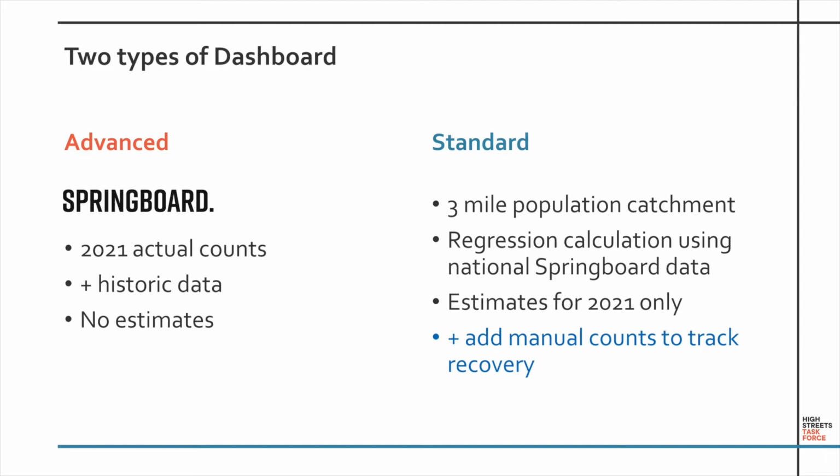Standard dashboards use estimated footfall data. By taking the population within 3 miles of your location, the dashboard has estimated your footfall levels, comparing this to national Springboard data and using a calculation to produce a guide for you, a benchmark in essence, something that you can use as a starting point. However, if you want a much more accurate insight into footfall patterns and volumes in your high street, we recommend that you conduct your own manual footfall counts and upload this data to your dashboard. We'll be covering all of this in our second video of the series.